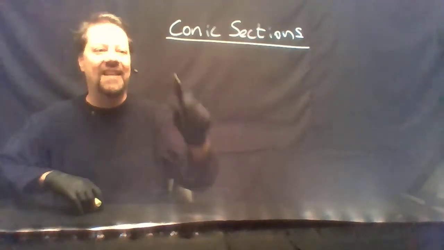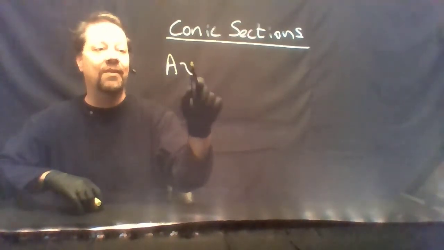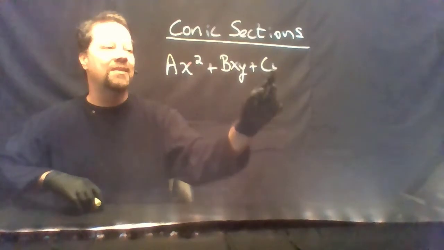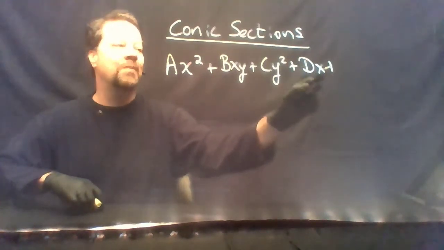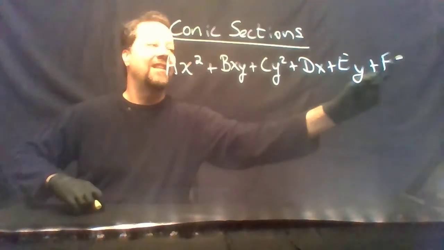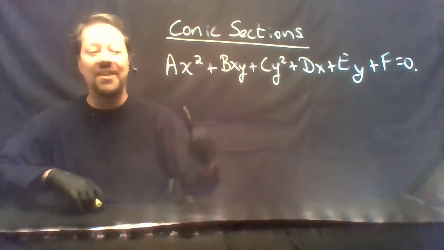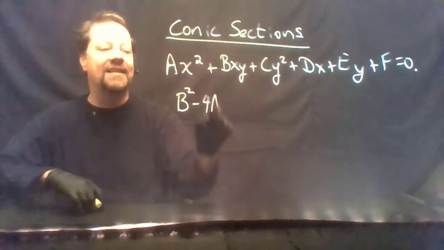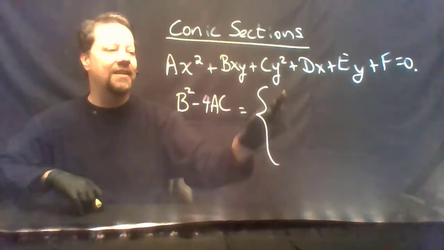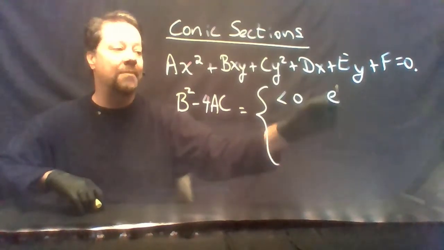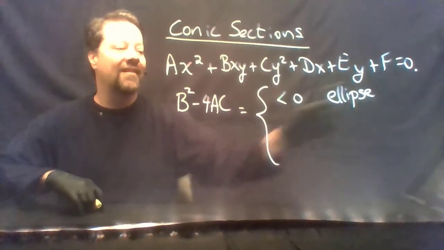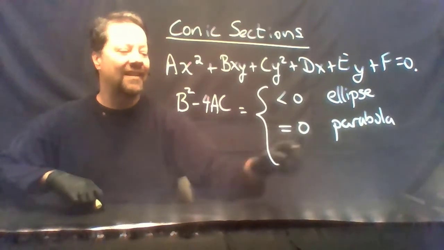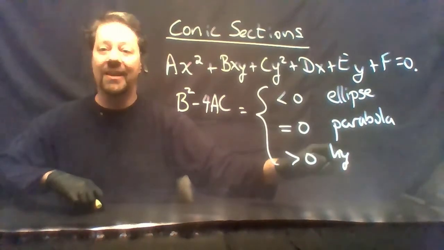You might recall that conic sections solve equations of the form ax squared plus bxy plus cy squared plus dx plus ey plus f equals 0. And you can even discover what kind of conic section it is by looking at b squared minus 4ac. If this is negative, then you're dealing with an ellipse. If it is equal to 0, you have a parabola. And if it's greater than 0, your conic is a hyperbola.